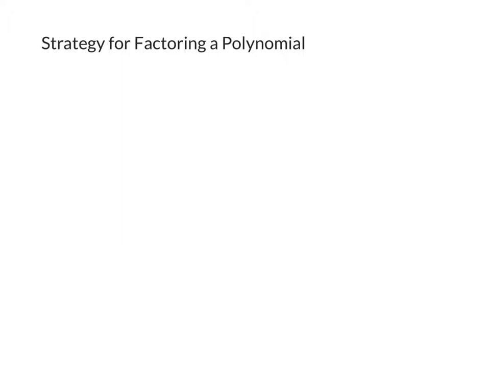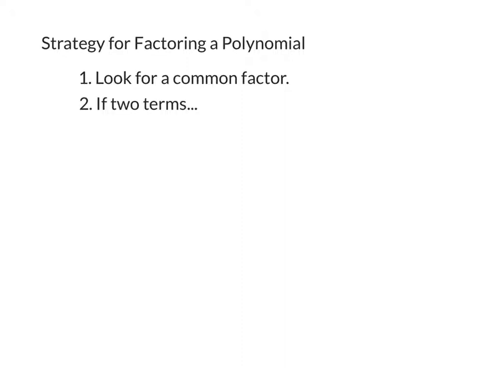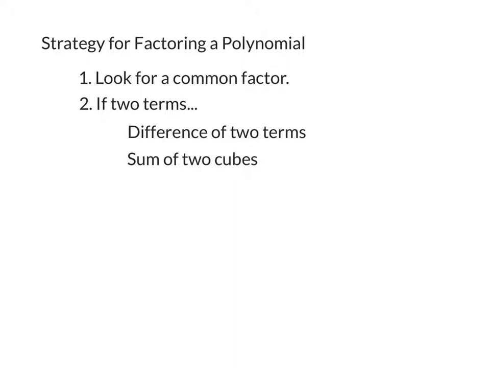So let's sum up. What should be our strategy for factoring a polynomial? So what steps do we need to follow? Step one is always, always, always look for a common factor. See if you've got a common factor in all the terms. Step two, if you have two terms, first see if you have the difference of two squares. Next, see if you have the sum of two cubes. And lastly, see if you have the difference of two cubes.